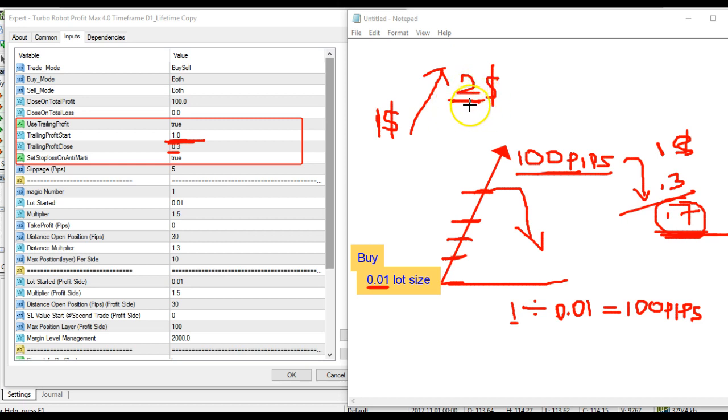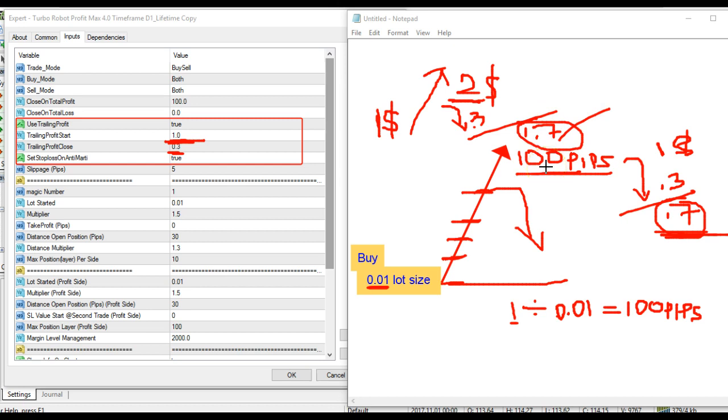So it will lock your profit, but the moment it reverses back with this value, the profit closed will be the same value. So if it reverses back by just 0.30 cent here, it will just minus 0.3 out of your $2. So you will be gaining 1.7 US dollar. All right, so that is how it works. So you are earning 1.7.